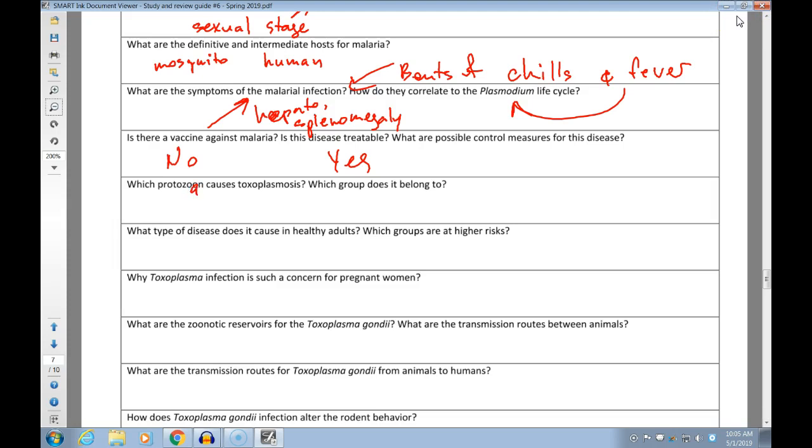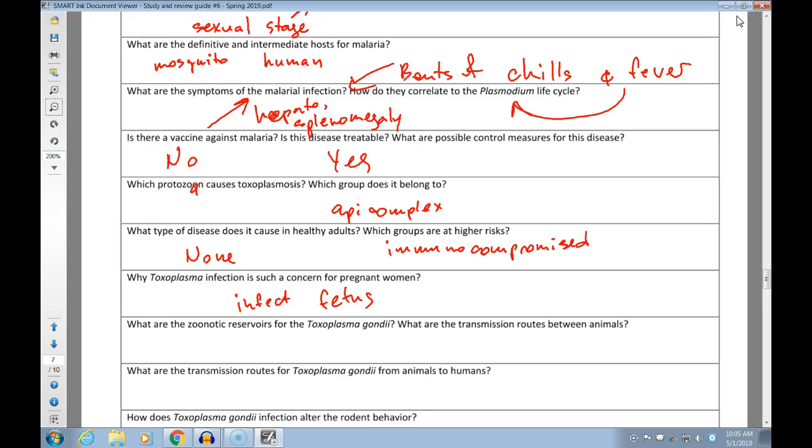Protozoan that causes toxoplasmosis: Toxoplasma gondii, it is Apicomplexa. In healthy adults, it causes no disease. Okay? Immunocompromised people are at high risk. Now, in pregnant women, it can infect the fetus. Remember, it can be transmitted transplacentally.